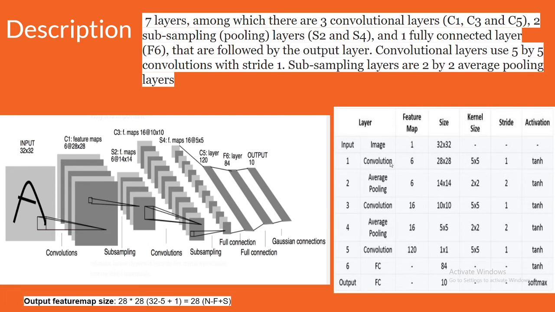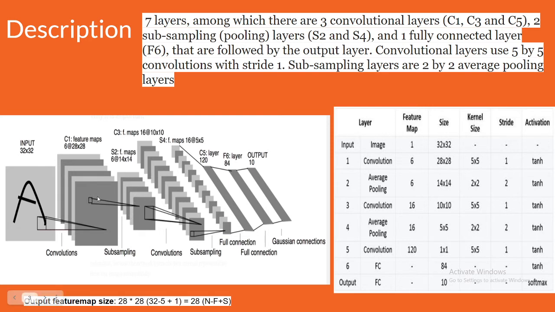After that, what we have used is average pooling. So here 2 cross 2 average pooling is used. We have 28 cross 28 into 6, so it has been reduced to 14 cross 14 into 6, because we have applied pooling.